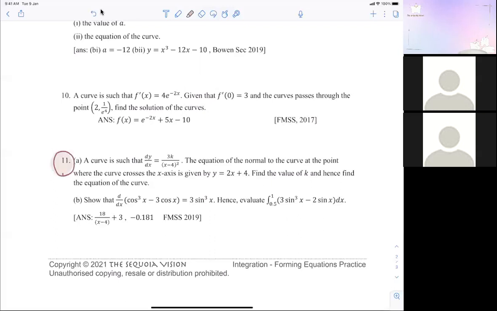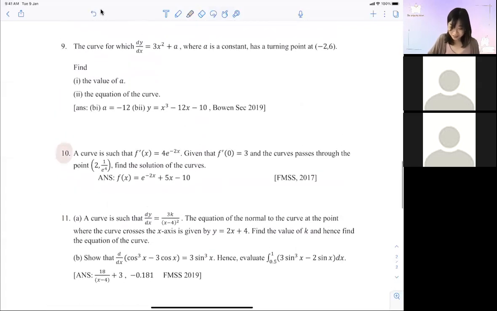Wait, sure. So from here, the gradient of the normal is 2, right? Yes. So the gradient of the tangent is what? Negative. Wait. 11a, isn't it the one that we did already? We actually did. Sorry. Yeah, I made you redo one more time. Okay, sorry, do 10, do 10.